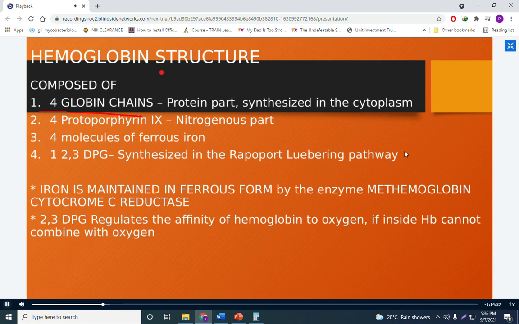Class, naalala nyo sa adult hemoglobin? Class, ano yung globin chains ng adult hemoglobin, if you recall? What are the globin chains of your adult hemoglobin?